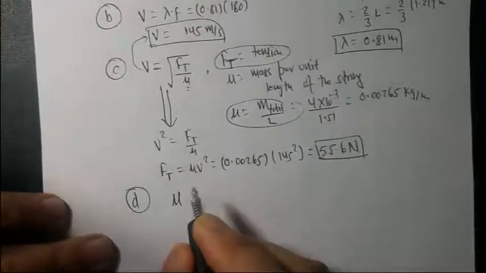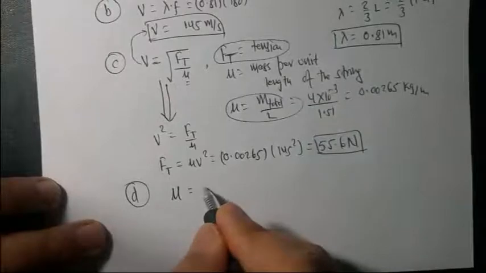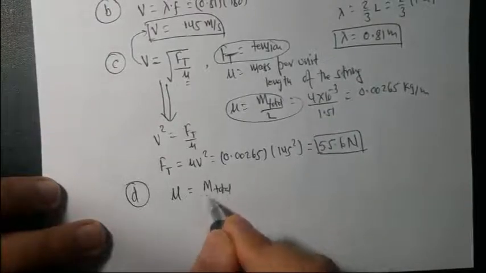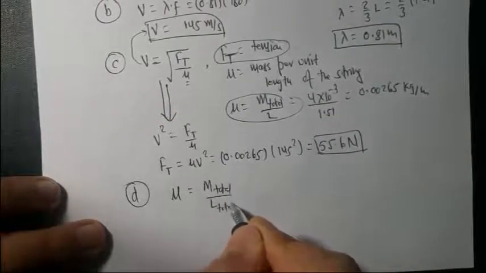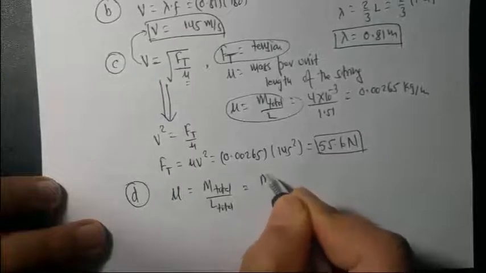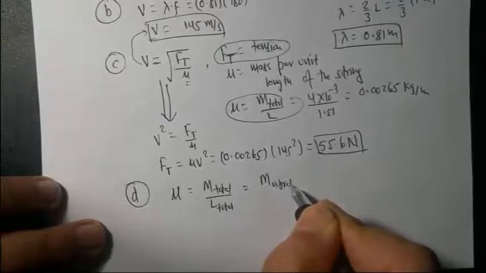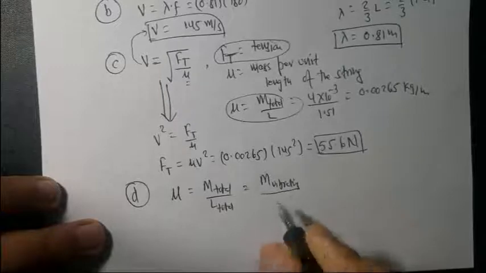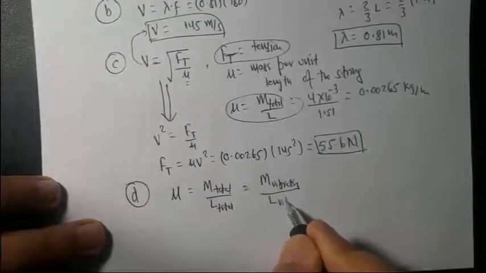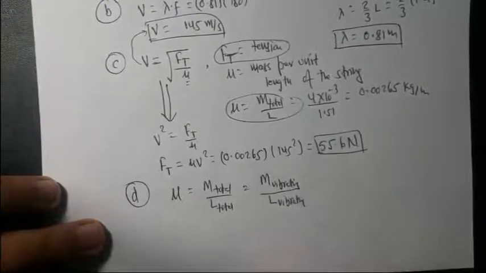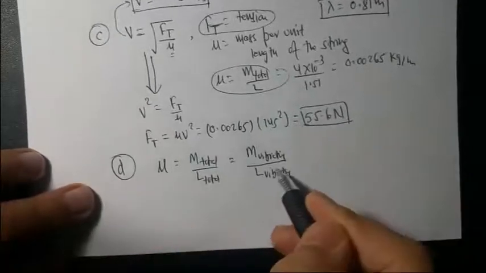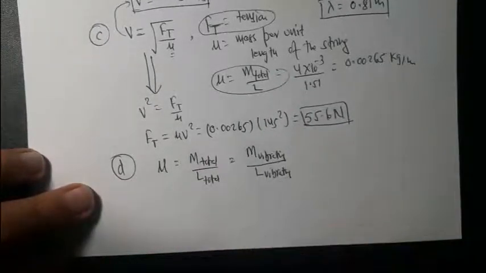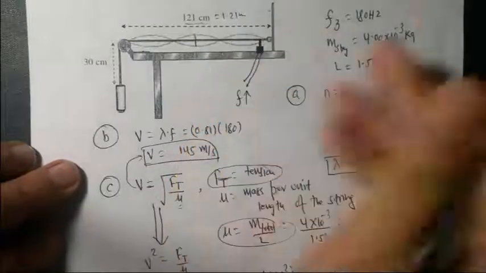Linear mass density will be constant, right? Is it the total mass over total length, or the mass of the vibrating portion? Since density is constant, it's the length of the vibrating portion. That's all. And you know the length, which is 121 centimeters.